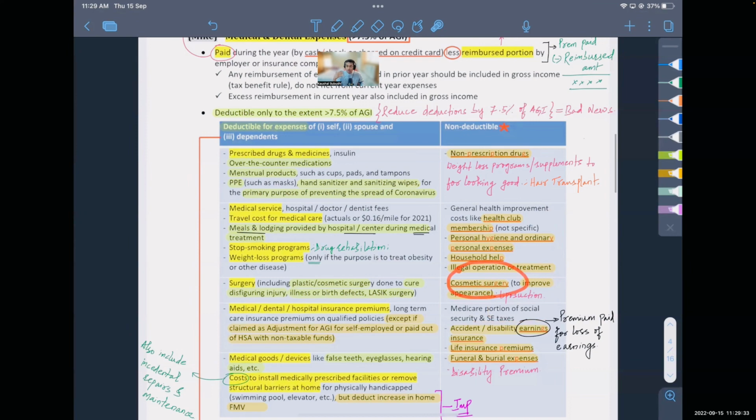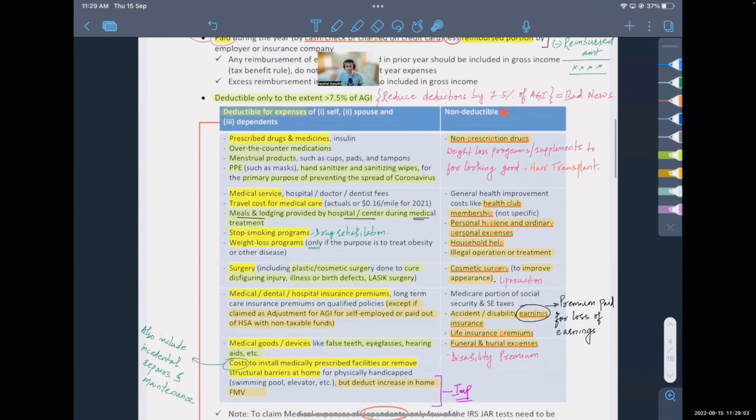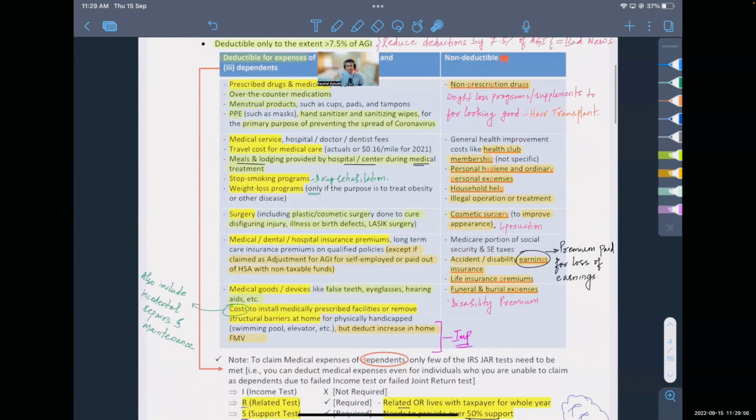Cosmetic surgery is also one of those important items which you need to remember. Again, it somehow relates to a non-prescription kind of drug, or a weight loss program. It's something which leads to your personal benefit. It's not really important for you to survive. You can still survive without a cosmetic surgery. That's how it works. There are a few other important items when you come back to the deductible expenses. Yes, there are certain things which are very much important. For example, weight loss programs, which are required in order to treat obesity.